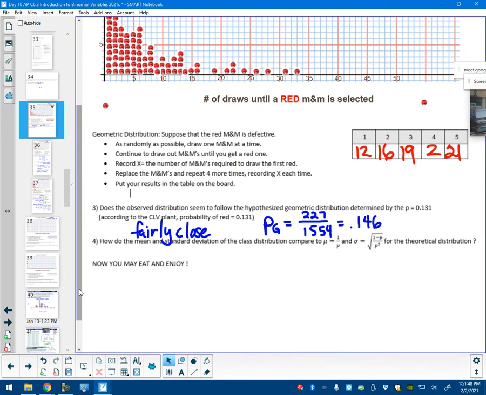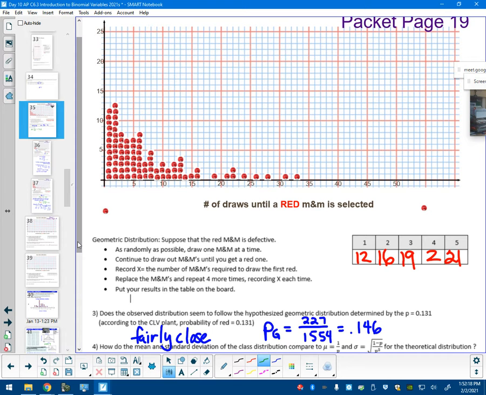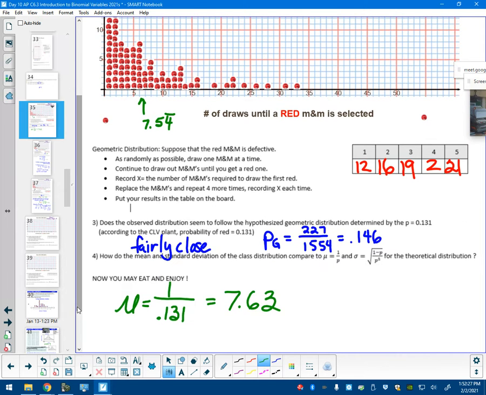So how do we come up with, for green, how many would we expect? Well, mu is equal to 1 over 0.131, which is 1 divided by 0.131, and that is 7.63. We would expect in the long run that we would have to pull out 7.63 M&Ms before we get a green one. And this up here actually balances at 7.54 with the 4 repeating. So that's really close to what it theoretically should be.